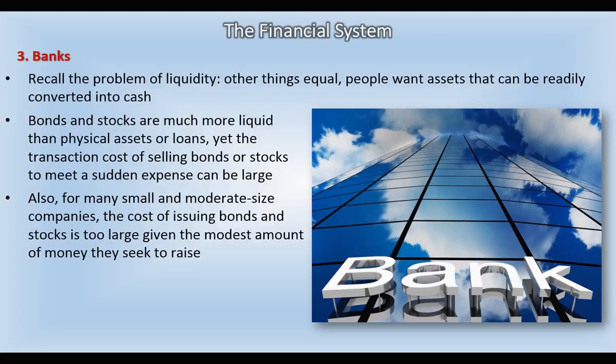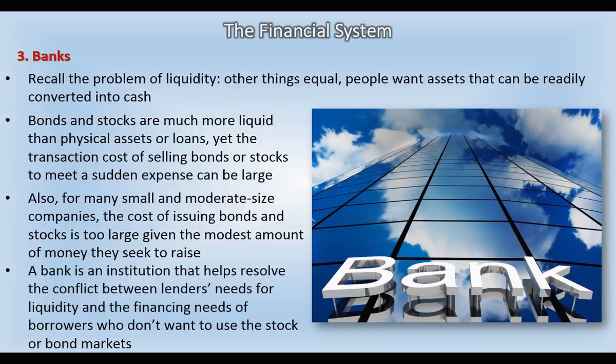So for many small and moderately sized companies, the cost of issuing bonds and stocks is also too large, given the modest amount of money they seek to raise. A bank is an institution that helps to resolve the conflict between lenders' needs for liquidity and the financing needs of borrowers who don't want to use the stock or bonds market. So banks are the financial intermediaries that facilitate liquidity the most out of all the financial intermediaries that exist in our financial system.